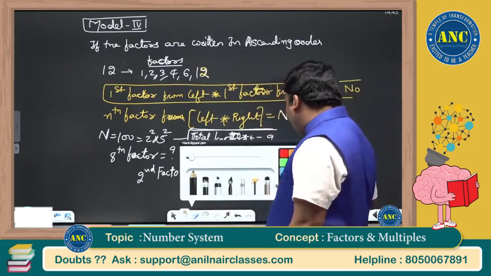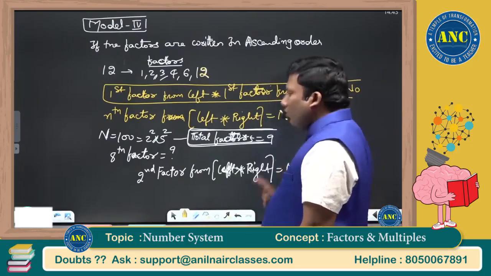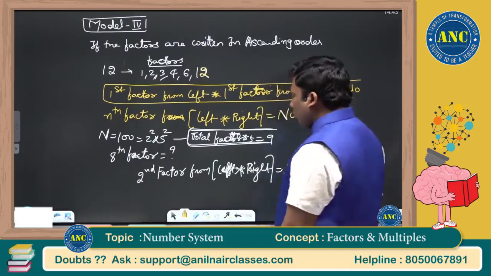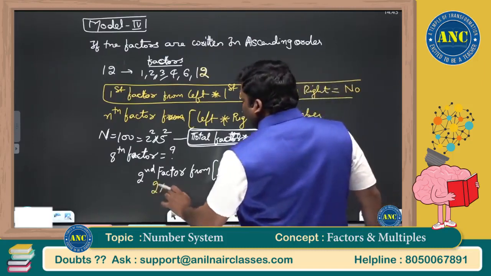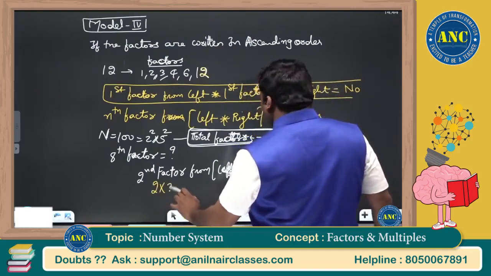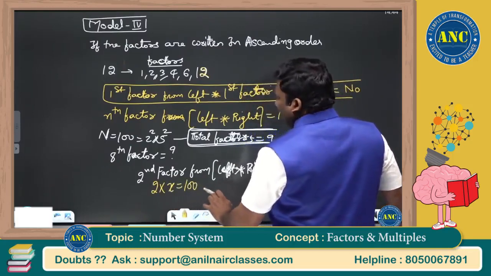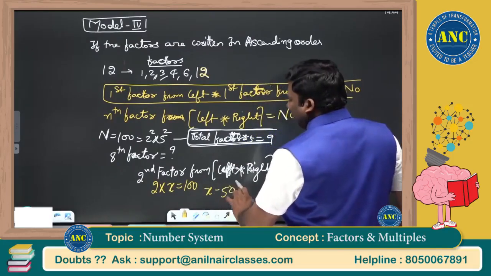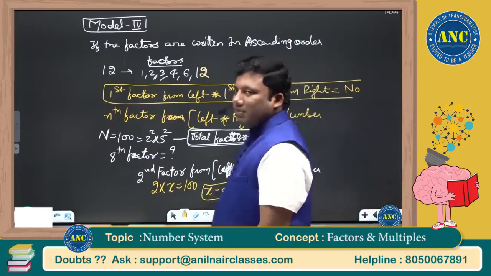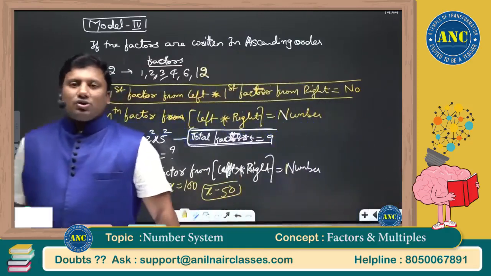What is the first factor for 100? 1. What will be the second factor? 2. So 2 into second factor, 2 into x is 100. x is nothing but 50. Very simple example. You do not need to do anything.